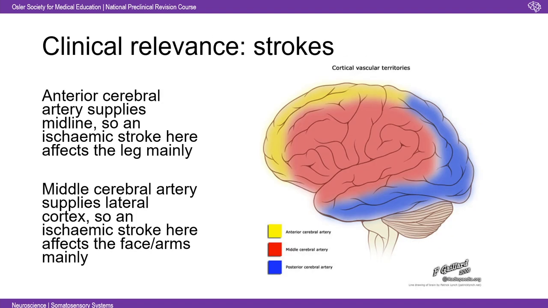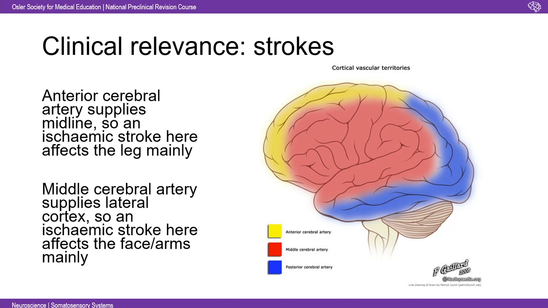And clinically, this is relevant in strokes in particular. If you just think back to the previous slide of your sensory homunculus hanging down by their feet from the brain, you'll know that the anterior cerebral artery in yellow supplies the midline. This is a lateral view of the brain, but if you saw it medially, it'd look much more yellow because lots of the medial surface is supplied by the ACA, whereas the middle cerebral artery in red here supplies more the lateral surface of the cortex.